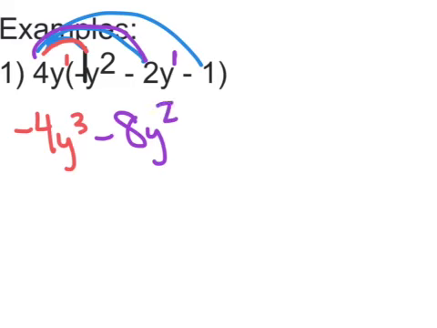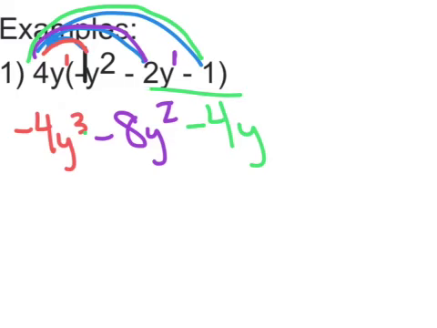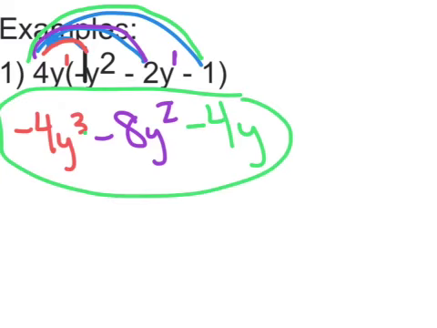Okay. Then we're going to look at the last one. So our last term, we have 4y times negative 1. So 4 times negative 1 is negative 4. And we just have a single y. And these are actually in descending order because we have y to the third, y to the second, plain y. So this is our final answer.